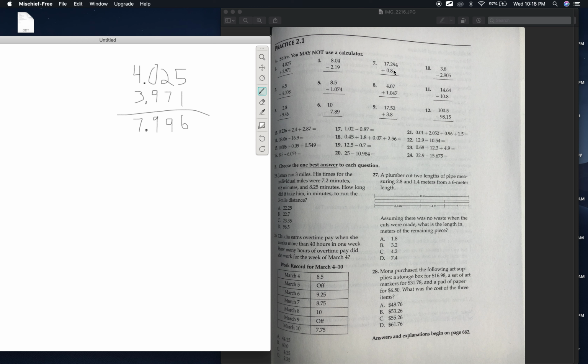Okay, so 3.8 minus 2.905. Okay, so Houston, we have a problem. How can we do this? Because there's not enough digits here. What are we going to do? Okay, well, we add zeros. Remember, these are called placeholders. They don't actually add any value to this number.